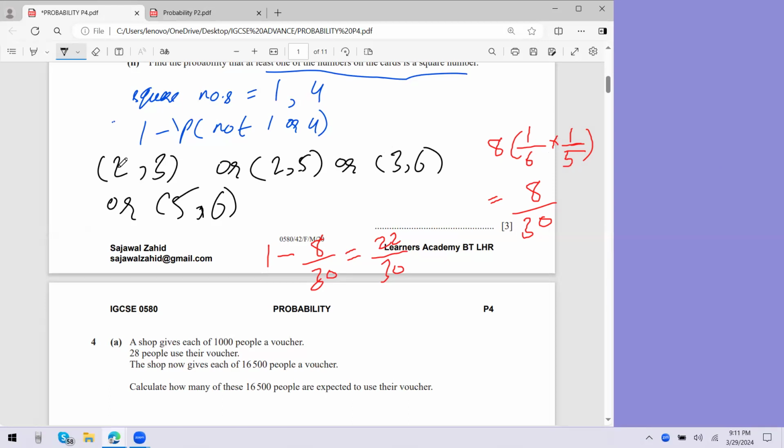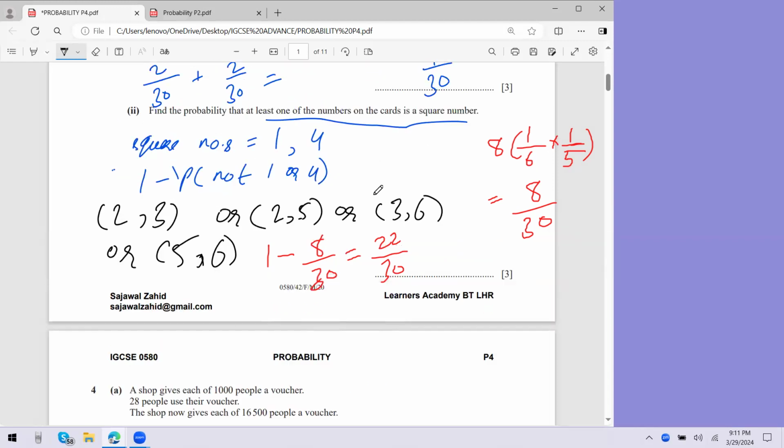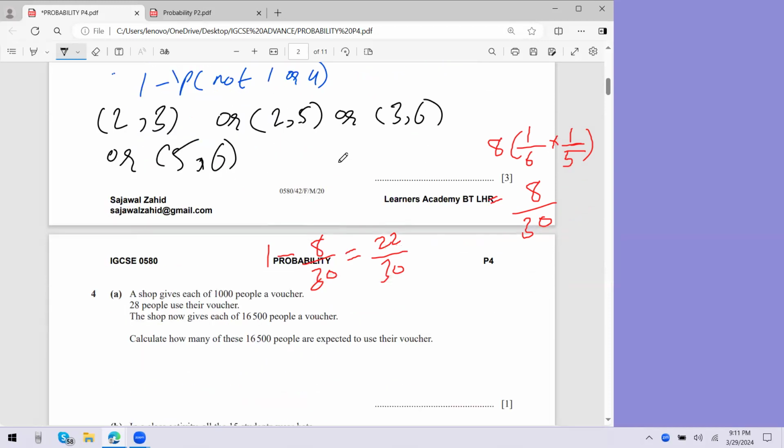Why do we multiply by 2 in each bracket? Because the order can change, right? That's why we multiply by 2. The first one can be 3, the second one can be 2. That's why you multiply by 2. 8 over 30, and 1 minus. So this is the probability of getting 1 or 4. Any questions, any doubt, please ask.